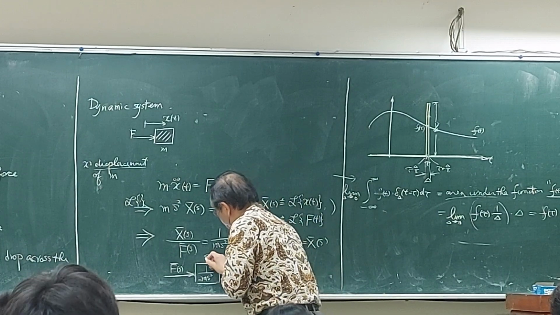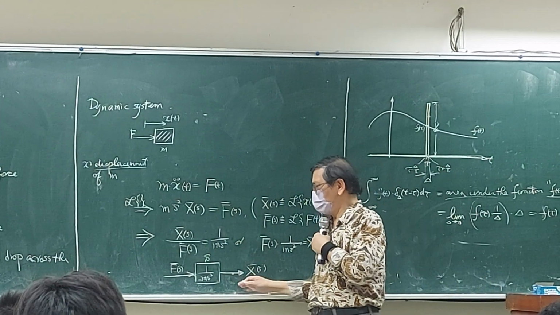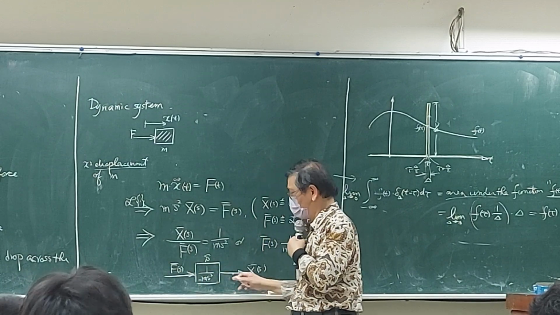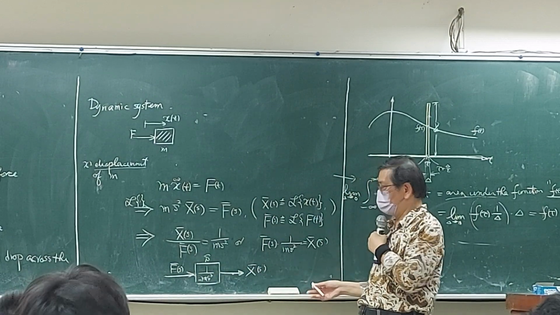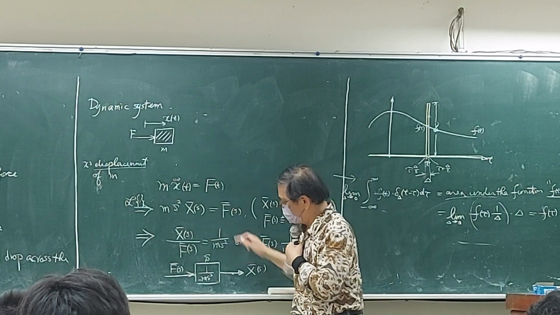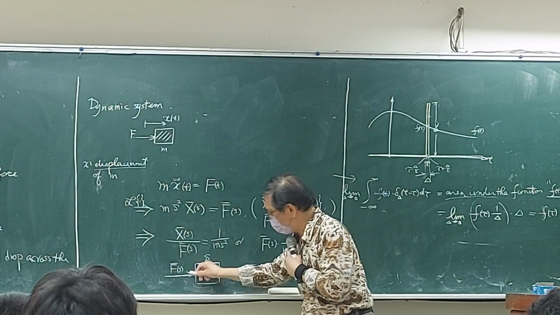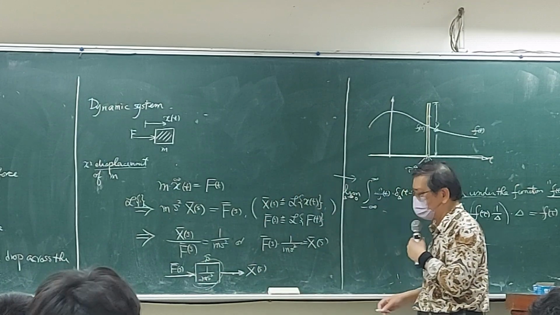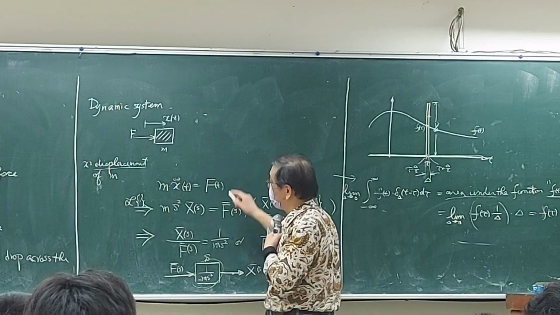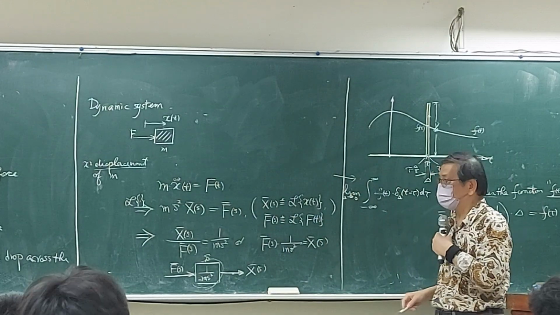So this system is in the S domain. We have the input signal, but it is in the S domain. We will see that later on. And then the output is the displacement of the mass, but it is also in the S domain. So using this notation, we have the system 1 over ms squared. This 1 over ms squared is used to describe this very simple dynamic system.